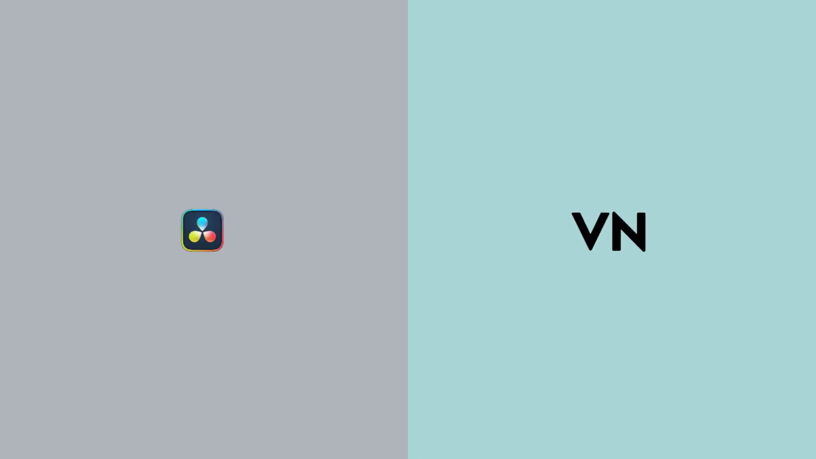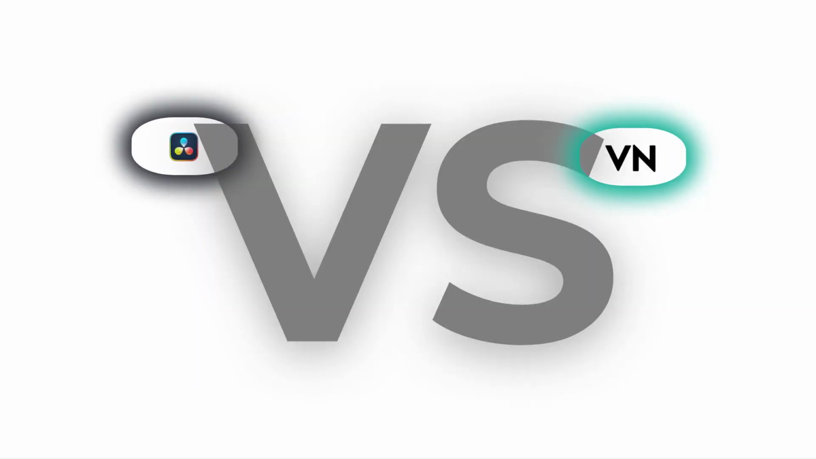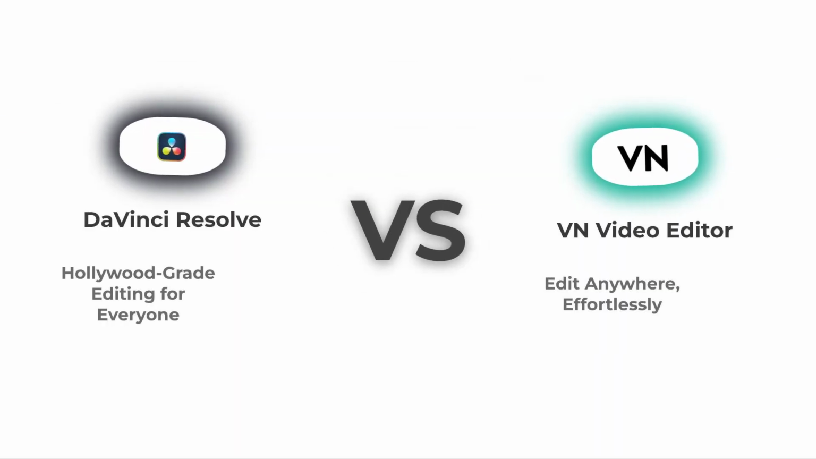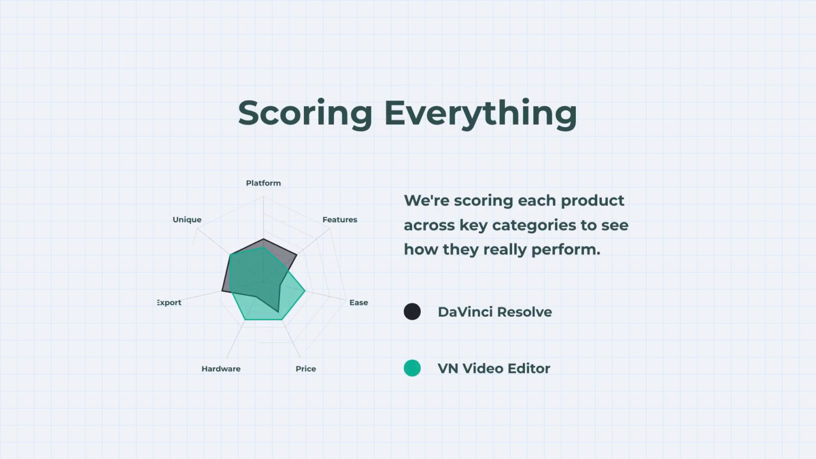Two video editors. Two very different worlds. One big question. Which one really delivers? On the left, DaVinci Resolve, Hollywood-grade editing for everyone. And on the right, VN Video Editor, letting you edit anywhere effortlessly. Let's skip the buzzwords and get to the real stuff. Each category earns points, and at the end, you'll see exactly who comes out on top. The result might not be what you expect.